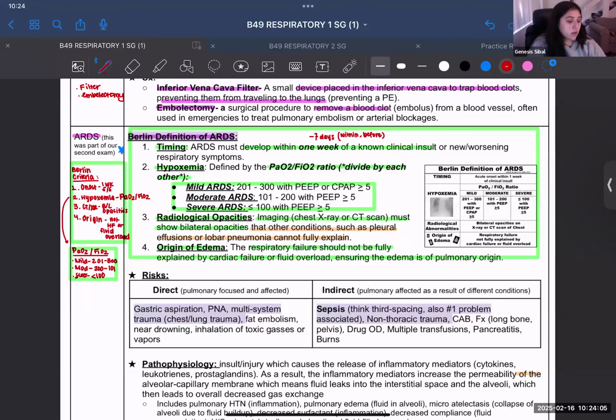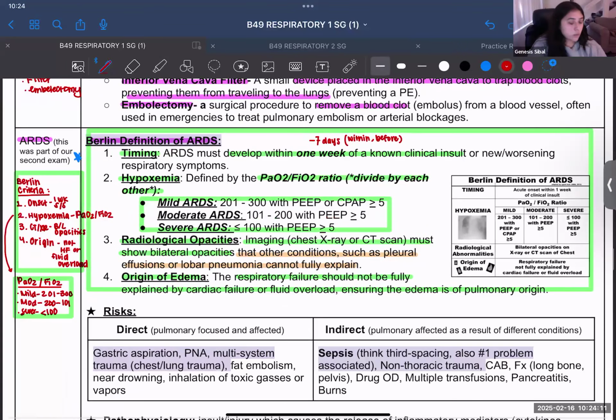So with ARDS, the things that she will ask you are basically the entire thing highlighted in green, and then some of the stuff highlighted in purple, but you guys haven't gone over some of that stuff yet, so I'm gonna wait. But she just wants you to know the definition of ARDS. So exactly the timing. So within 1 week. So within 7 days or before.